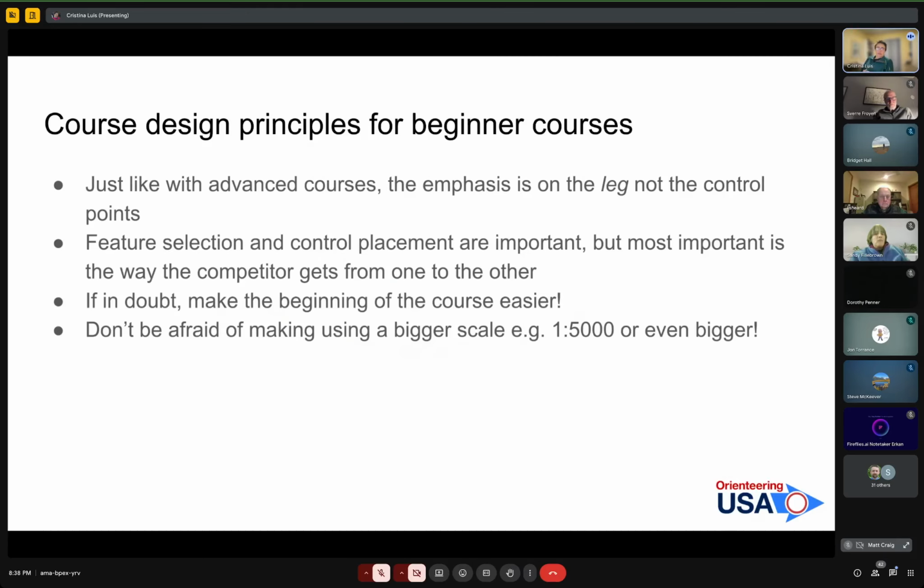Okay, basic principles. Just like with advanced courses, with white and yellow courses, the important part is the leg, right? Everything that comes between the controls. Control placement is also important. On white and yellow, both the feature and the actual physical control placement are very important, but it's still the part in between that is the defining feature.